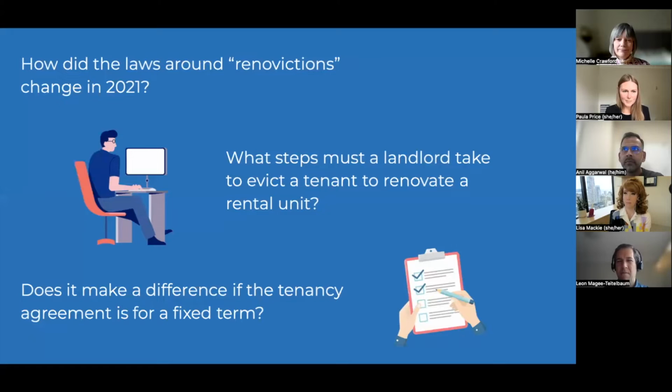Super. Thank you so much, Michelle. And does it make a difference if you've got a tenancy and there's a fixed term on it? Do you still need to go through that process?